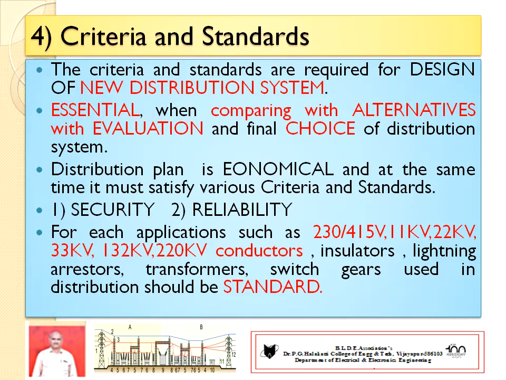For each application, distribution systems use voltages of 230 volts, 450 volts, 11 kV, 22 kV up to 220 kV as per different capacity levels. What equipment is used? Conductors, insulators and lightning arresters, transformers and switchgears used in the distribution system must be standard.